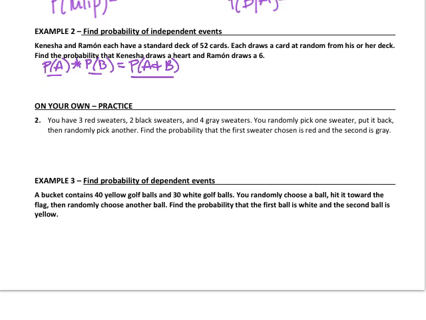So Kanisha and Ramon each have a standard deck of 52 cards. So each of them has their own deck of cards, which makes this an independent event. Each person draws a card at random from his or her deck. Find the probability that Kanisha draws a heart and Ramon draws a 6. Well, let's take a look at the standard deck of playing cards, and then we can come back and look at this problem.